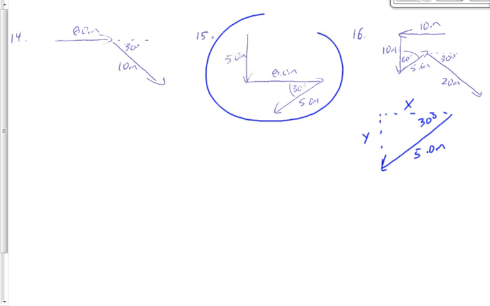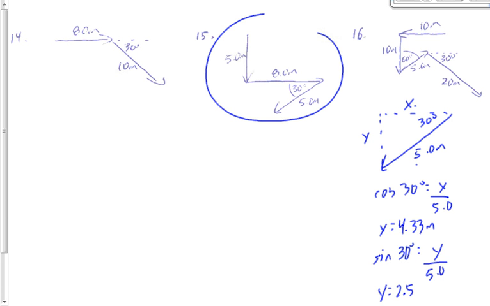It's the adjacent side and the hypotenuse. So let's say cosine 30 degrees is equal to adjacent over hypotenuse. That ends up being 4.33. The y component is the opposite side. So let's say sine 30 degrees is equal to opposite over hypotenuse. Y ends up being equal to 2.5 meters. So here's what I've done. I've gone off to the side with that 5 meters at 30 degrees. I found the x component. I found the y component.